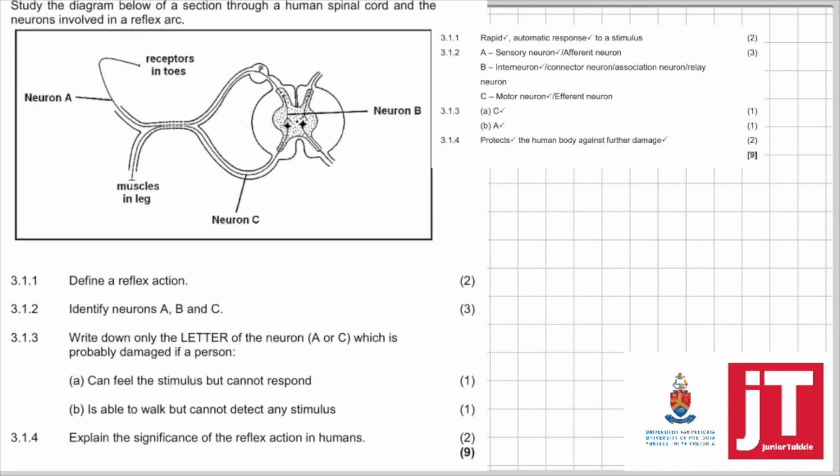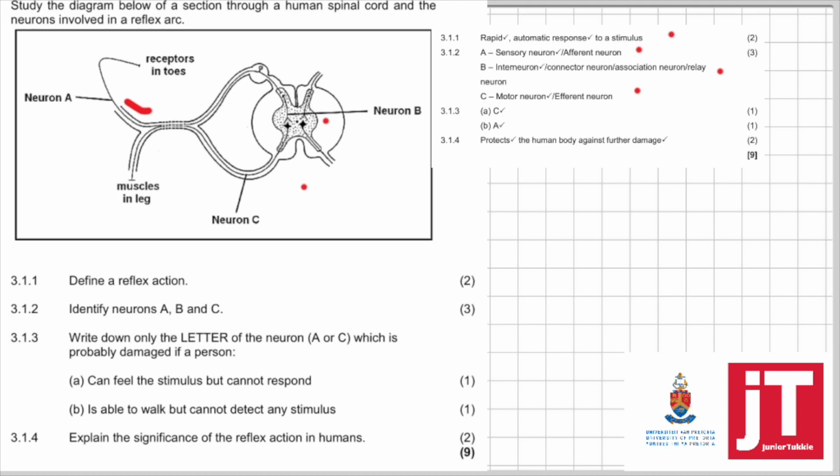Right. 3.1. Study the diagram below of a section through a human spinal cord and the neurons involved in a reflex arc. 3.1.1. Define a reflex action. It's a rapid automatic response to a stimulus. 3.1.2. Identify neurons A, B, and C. A, if you look at it, is a sensory neuron. The memo also accepted afferent neuron. B, you can see is the spinal cord, so it's an inter or connector neuron. Right? Here the memo also accepted association neuron or relay neuron. And C, you can see is the motor neuron. Here the memo also accepted efferent neuron.